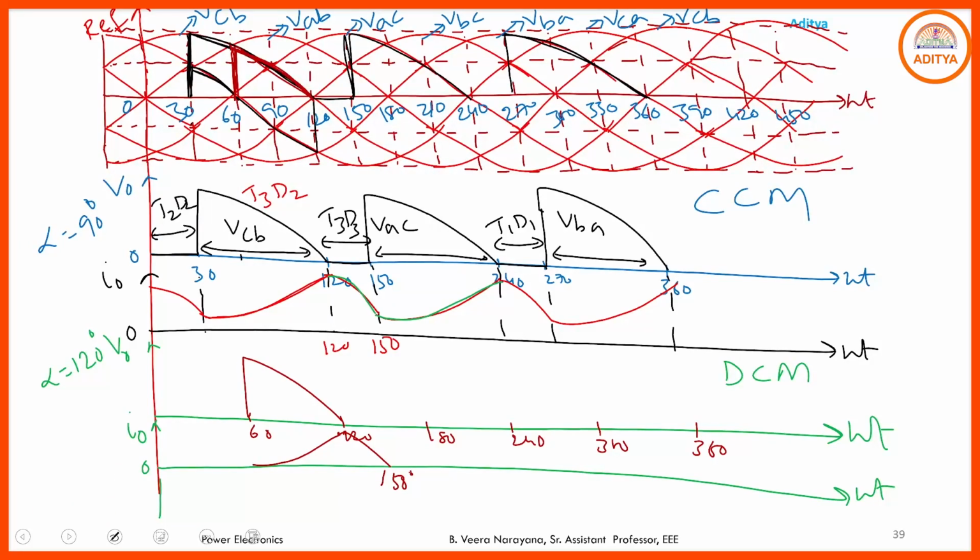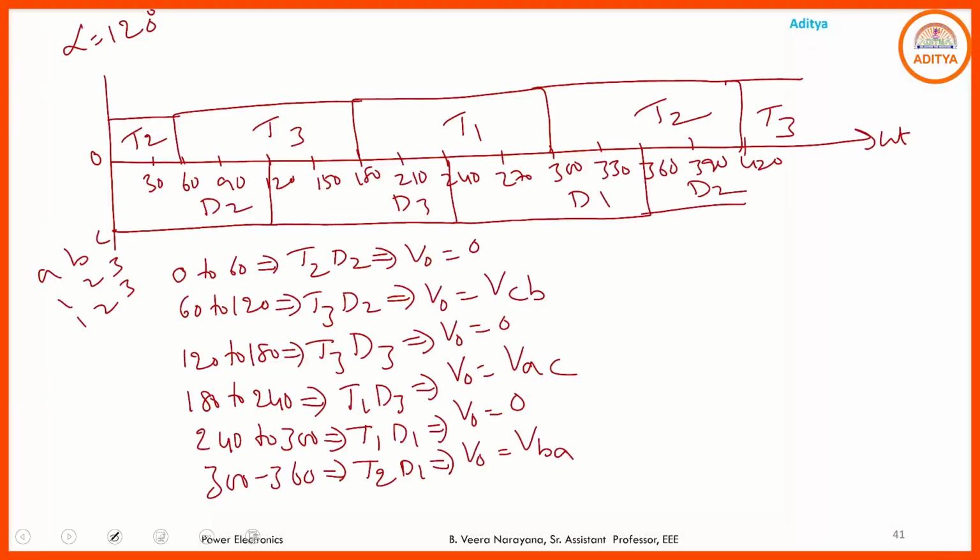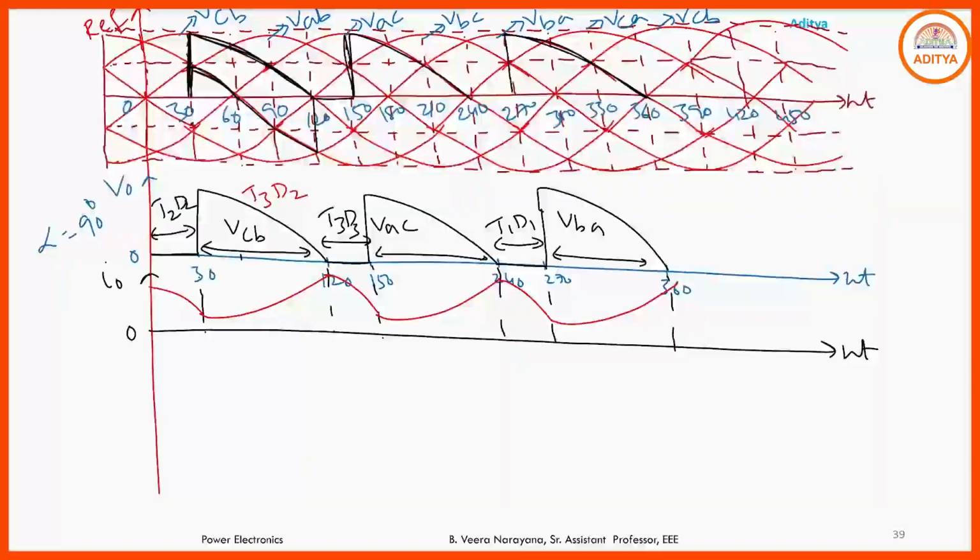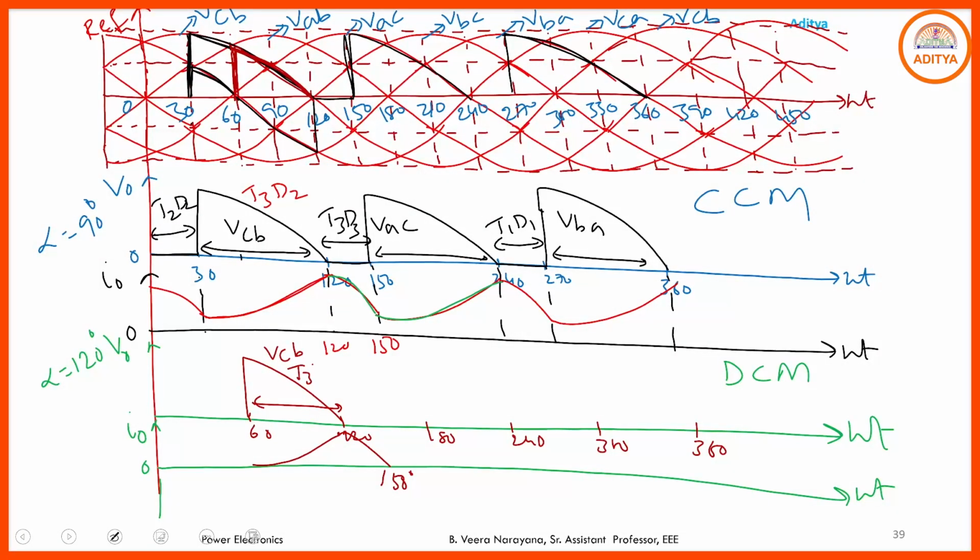So here 60 to 120 you are getting VCB na. VCB means which devices are in the on state? T3 D2, right? T3 D2. Next, the energy stored in the inductor is discharged due to T3 D3. And from 150 to 180 the output voltage is 0, and the current is also 0. Current is also 0. Why?